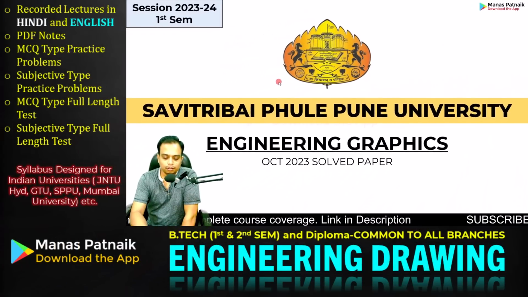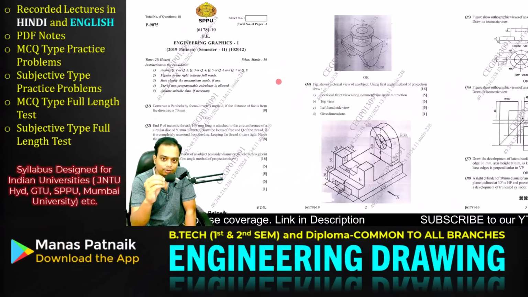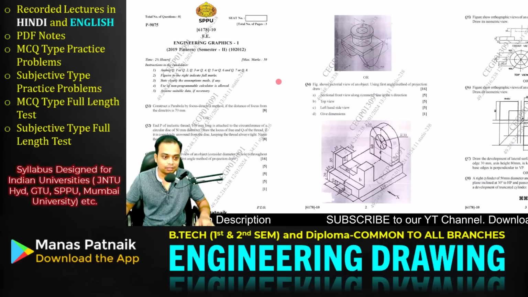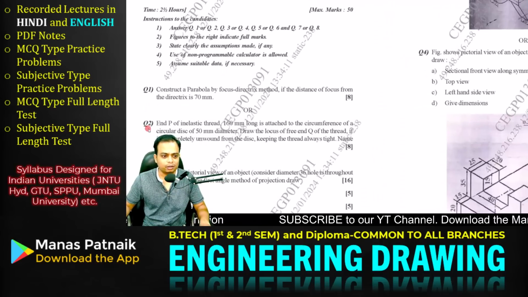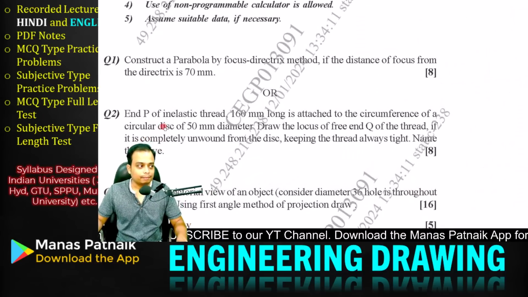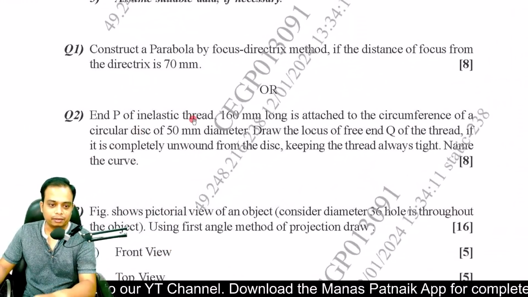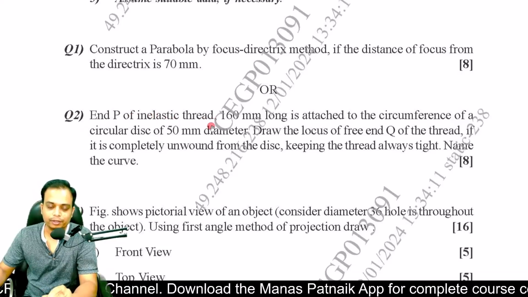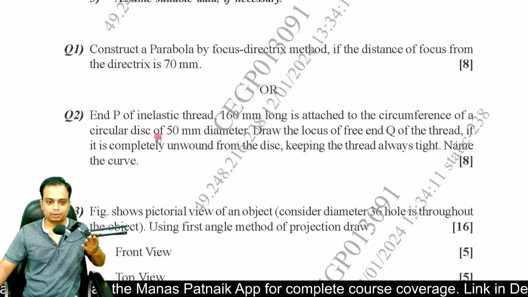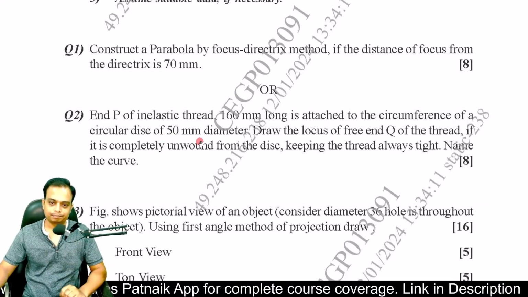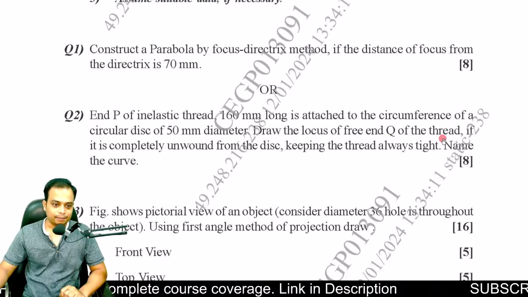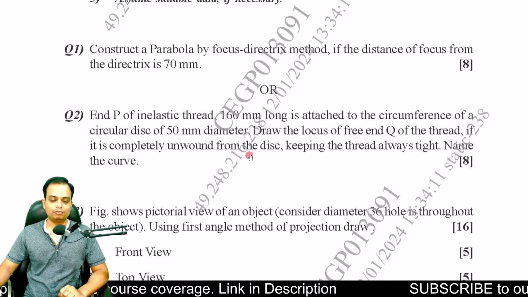Question number 2. This is based on an involute, and we are going to crack this very easily in the next 10 minutes. But as you can see, there is a choice between 1 and 2. It is better to go with question number 1. Anyway, problem 2. It is actually talking about an inelastic string. There is this end P of an inelastic string, 160 mm long. It is attached to the circumference of a circular disc of 50 mm diameter. Draw the locus of free end Q of the thread if it is completely unwound from the disc.